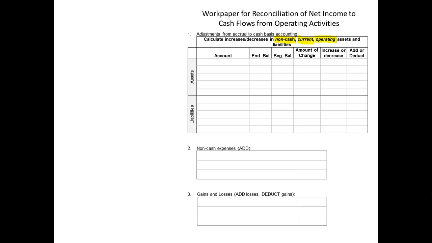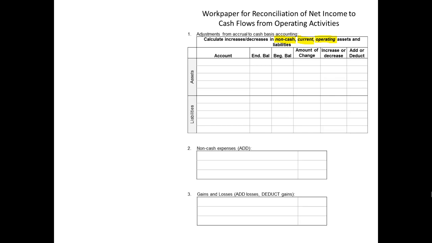operating assets and liabilities. In this context, non-cash just means that we won't include the cash account in our list. Current means what it always has in an accounting context: assets that are expected to generate cash within 1 year and prepaid expenses, and liabilities that are expected to be paid with cash within 1 year and unearned revenues. Operating means that cash received or paid related to the asset or liability would be included in the operating activity section of the statement of cash flows.